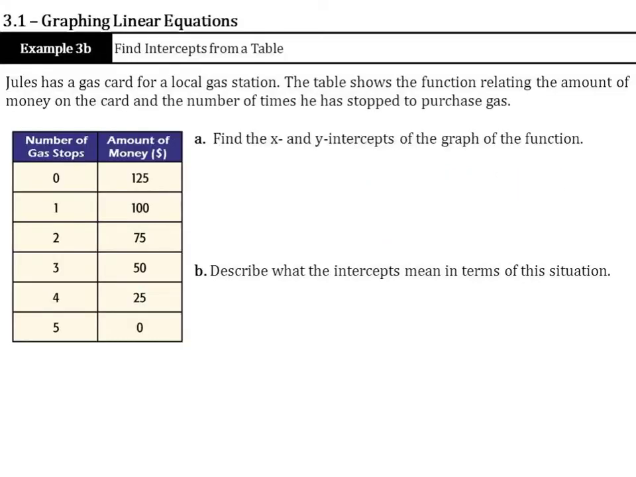One that's just a table. Jules has a gas card for a local gas station. The table shows the function relating the amount of money on the card and the number of times he has stopped to purchase gas. Find the x and the y-intercepts. Well, for the x-intercept, that is going to be where the graph crosses the x-axis, which is when y equals 0, which on our table is right there, so that's going to be 5 gas stops.